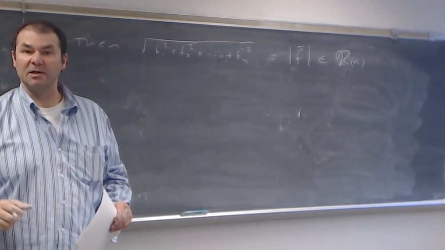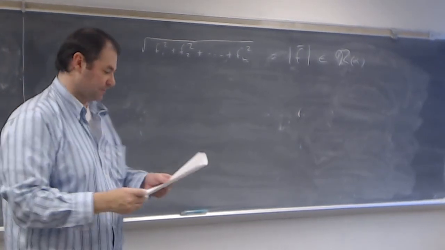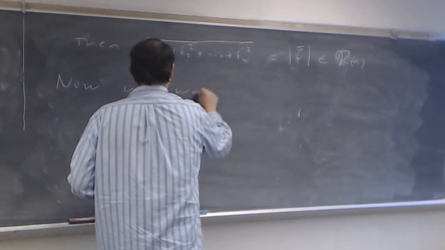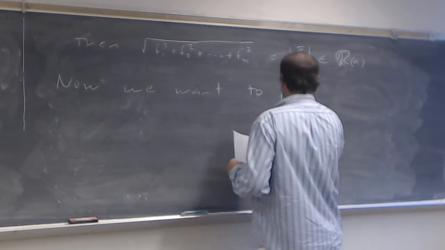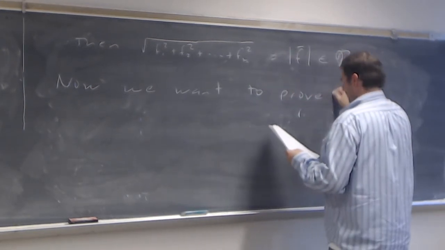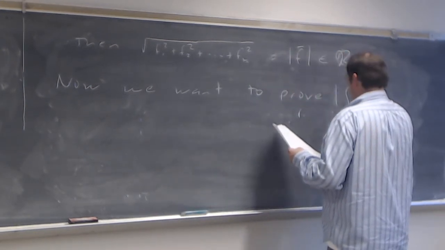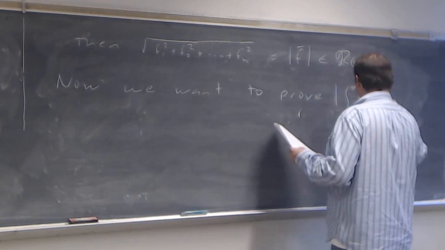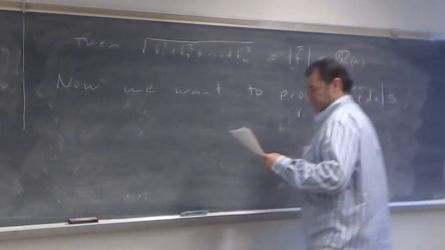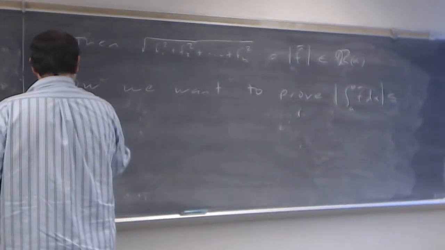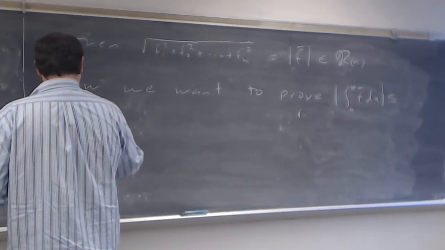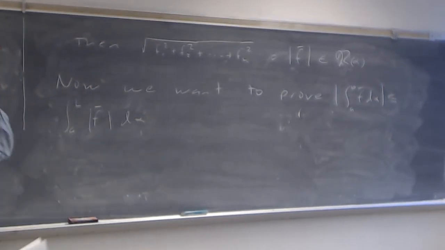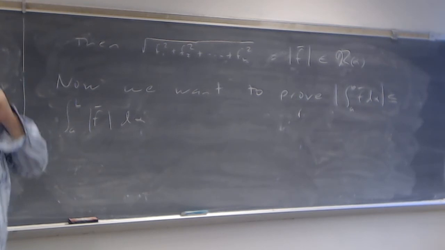Now we want to prove that inequality involving absolute values. That is, let me write that down, we want to prove that the absolute value of the integral from a to b of f bar d alpha is going to be less than or equal to the integral from a to b of the norm of f bar d alpha. We're going to do this using the Schwarz inequality.